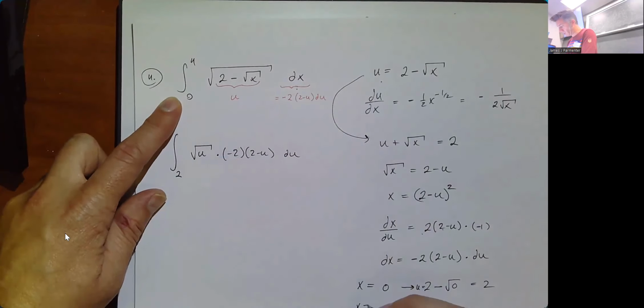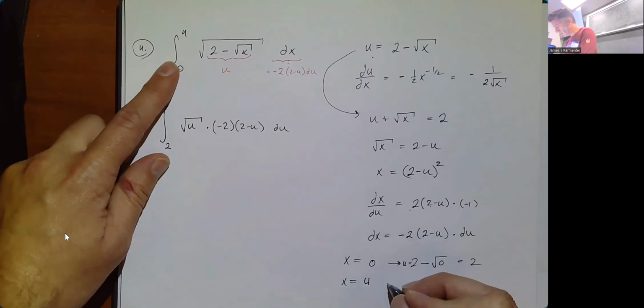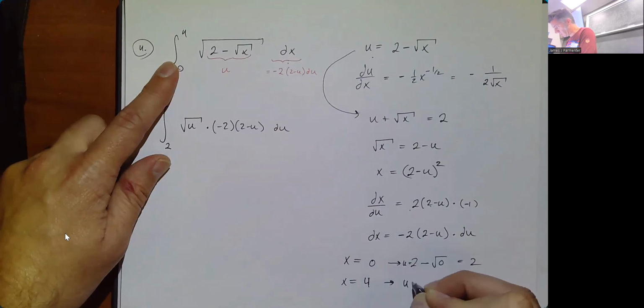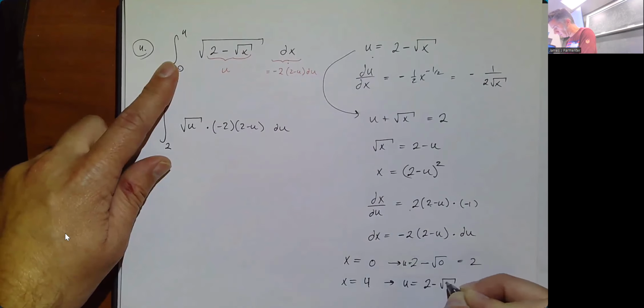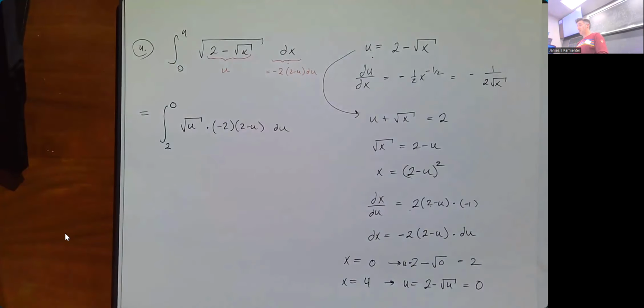And if x is equal to 4, sorry, you would maybe like to see what I'm writing? Yes. u is going to equal 2 minus the square root of 4, which is 2 minus 2, which is 0. Notice we get an out of order integral. That's okay, that happens. It's totally fine.